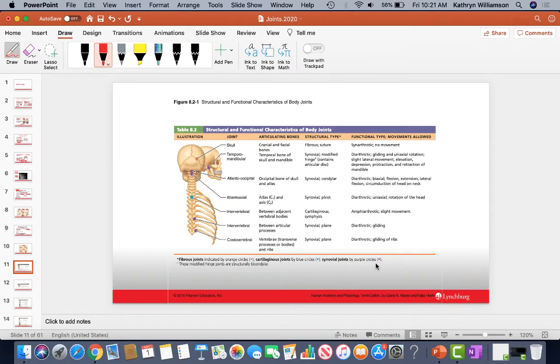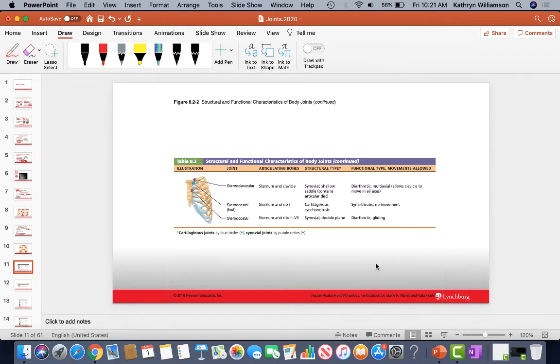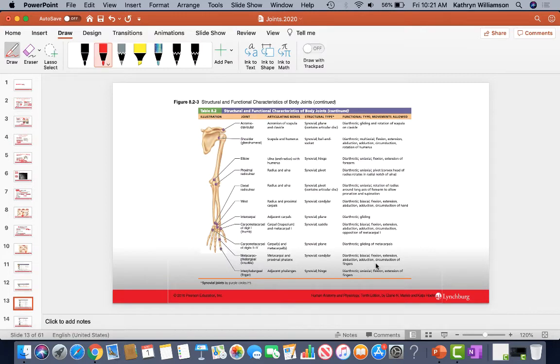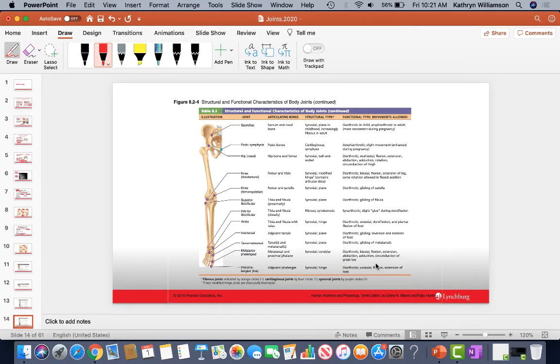This is taken from your textbook, and this basically goes through joints of the body, and you're going to be given some specific joints out of this table that you're responsible for.